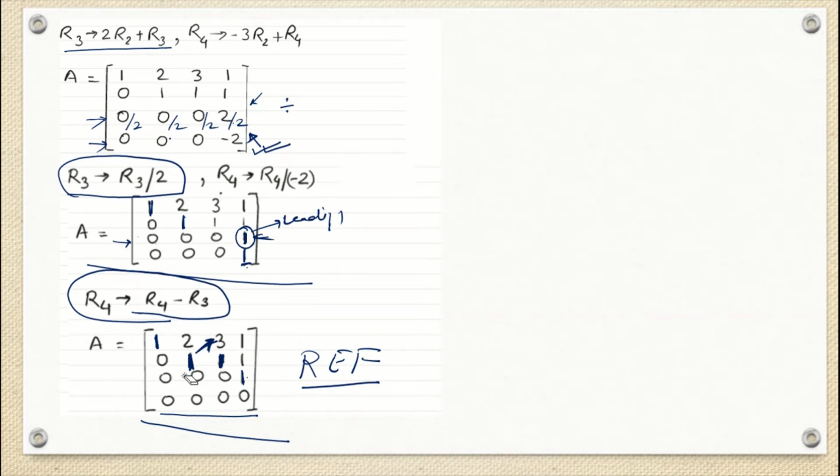Now what is my next goal? I have to reduce this matrix into normal form. The question is asking us to first reduce the matrix into normal form and then find the rank of the matrix. So my next goal is to reduce this matrix into normal form.